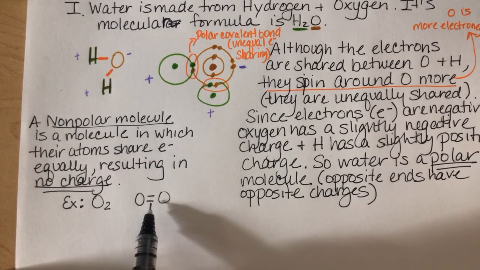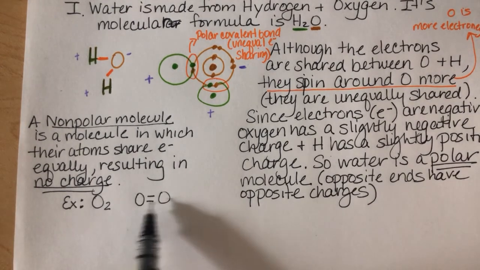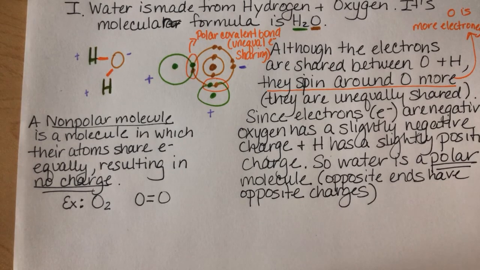These are equal sharing. Why? Because they're the same type of atom, oxygen and oxygen, so they will be equally electronegative, and one is not pulling the electrons closer to itself than the other. These guys would be sharing it smack dab in the middle, between them, and so there would be no charges.